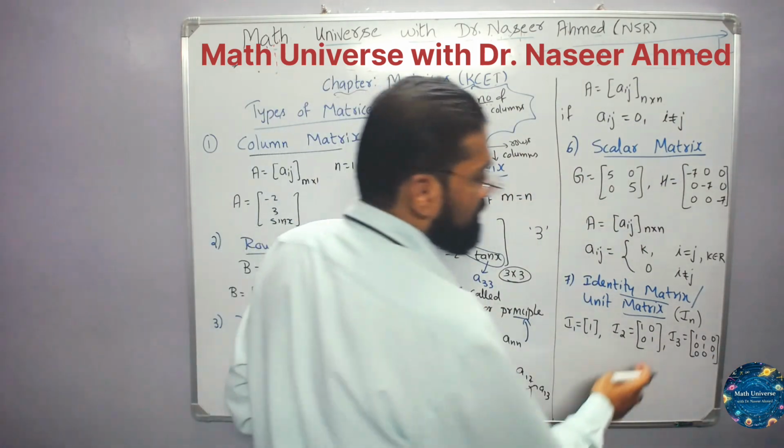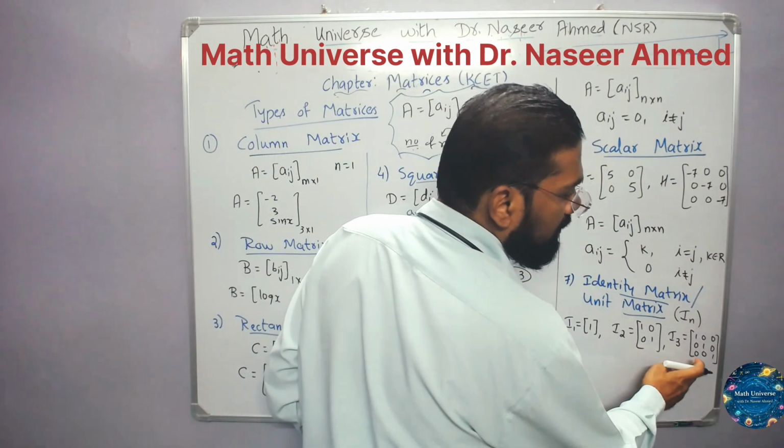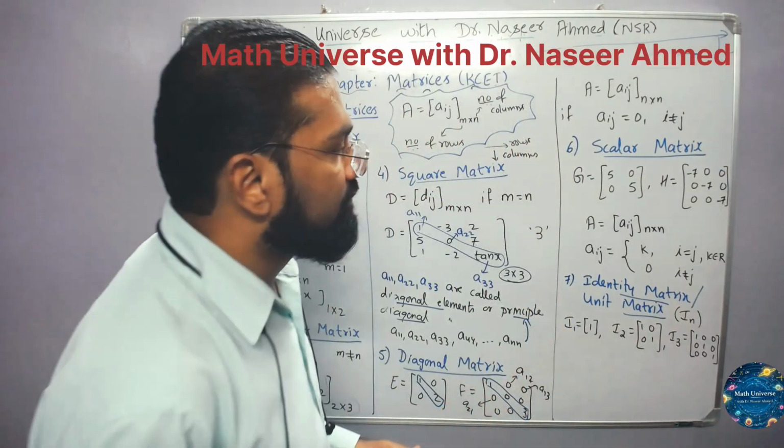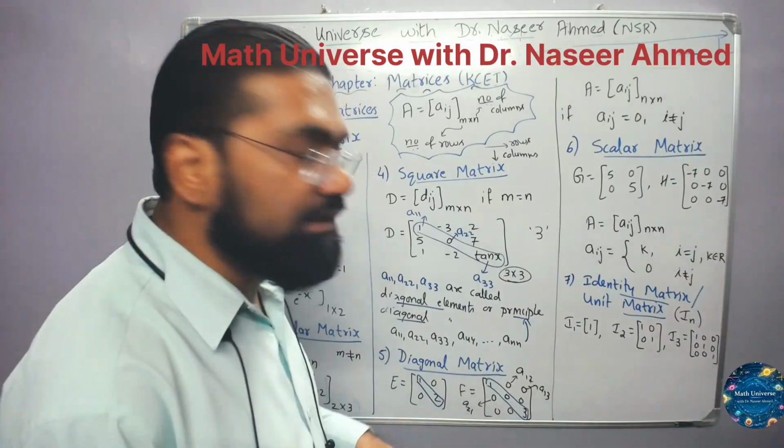Okay, so this order is 2, that's why I have 2 here. It is 2 cross 2. This is 3 cross 3, so 3 is given here. This is of order 1 cross 1, nothing but 1 is given here. This we call the identity or unit matrix.